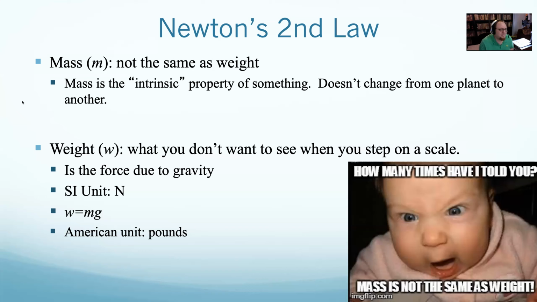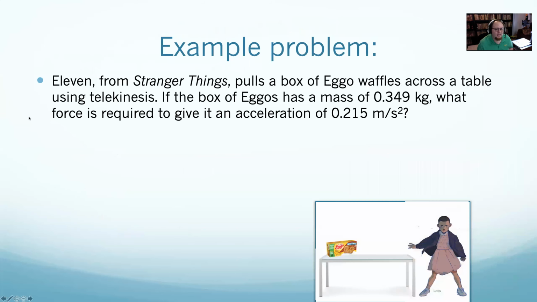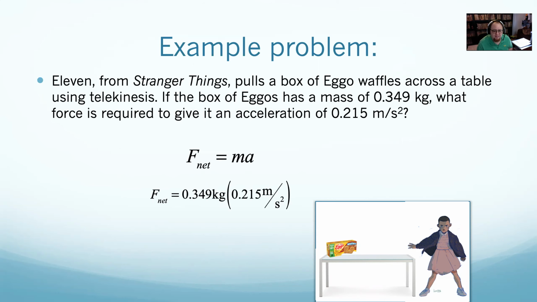Okay, let's do a simple problem. Eleven from Stranger Things pulls a box of Eggo waffles across the table using telekinesis. If the box of Eggos has a mass of 0.349 kilograms, what is the force required to give an acceleration of 0.215 meters per second squared? Well, net force equals ma. I'm saying, what is the net force given this mass and this acceleration? And so I say the net force would just be the mass times acceleration.